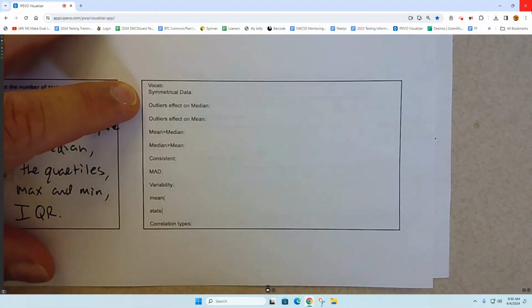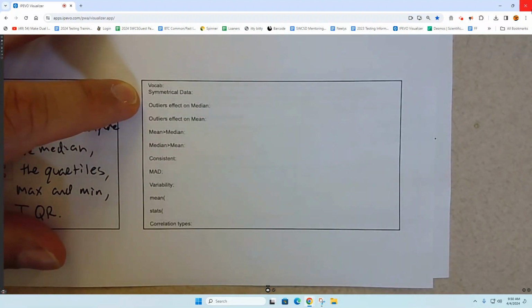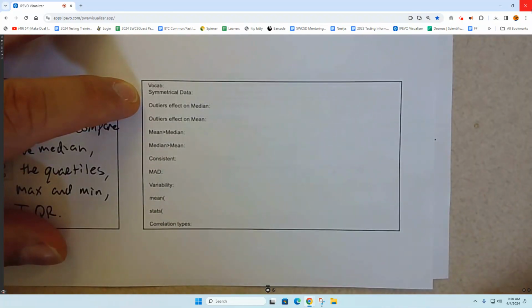Symmetrical data. What does symmetrical mean? The same how? If you cut it in half, if you fold it together, it's exactly the same. Cut it in half. What's something that's symmetrical? A circle. A butterfly.